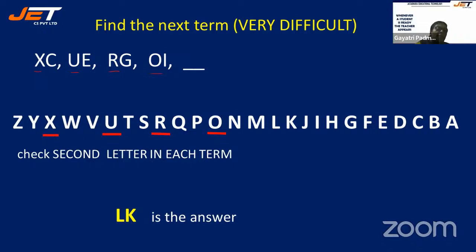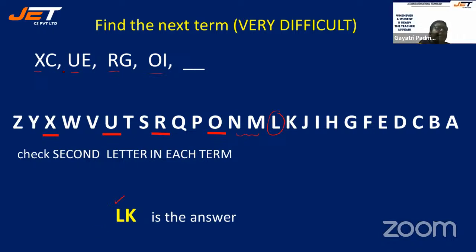So now, what is the spacing between X and U? So 2 letters are left. Likewise, after U, 2 letters are left. Likewise, after R, 2 letters are left. After O, 2 letters must be left, isn't it? So let's leave 2 letters. So your next letter must be L. That is why L is coming.